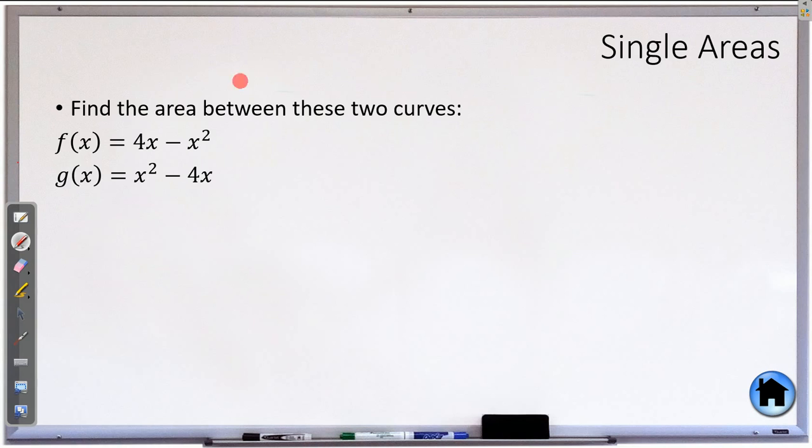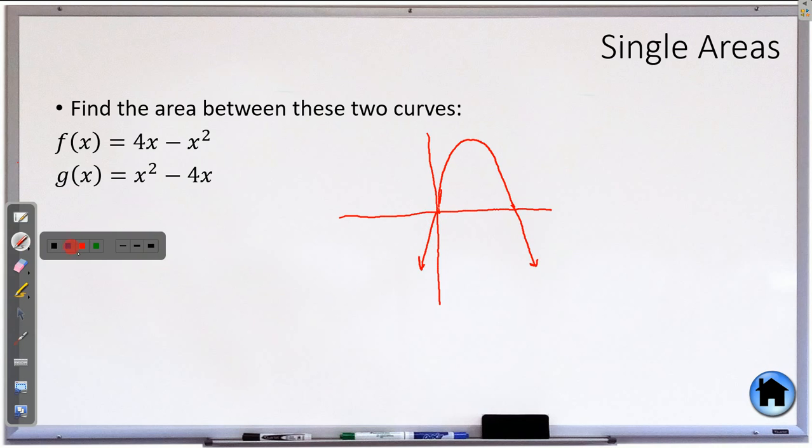So let's graph these two. If you can't graph them in your mind, that's fine. Graph them on your calculator, but I know what they look like. So 4x minus x squared is a parabola that looks like this. And the other one, x squared minus 4x, is a parabola that looks like this.